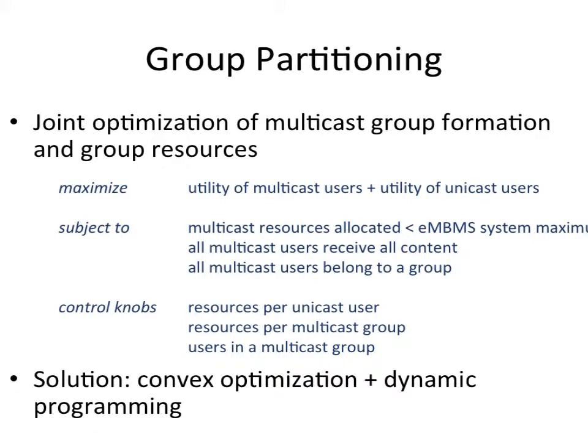In this project, we study the joint optimization of multicast resource blocks and user grouping. We formulate this as an optimization problem. We aim to maximize the proportional fair utility for both multicast and unicast users across all cells in the EMBMS service area. Our constraints are: the total amount of multicast resources allocated cannot be greater than EMBMS system constraints. All multicast users must receive all content, and all multicast users must belong to a group. We solve this problem through a combination of convex optimization and dynamic programming.